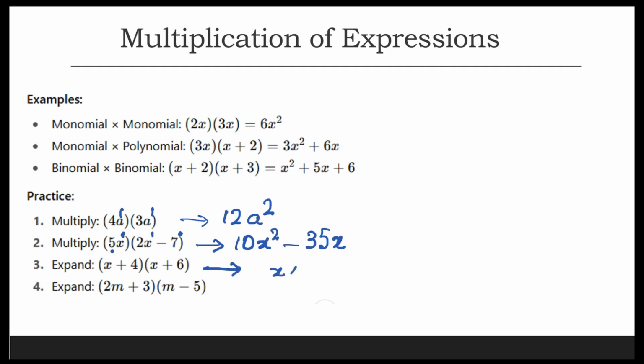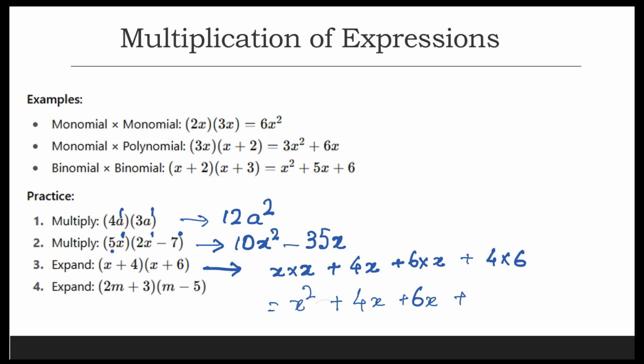In this case, x into x plus 4 into x plus 6 into x plus 4 into 6. Simple, x into x is again addition of power. So x to the power 2 plus 4x plus 6x plus 4 into 6 is 24, which is nothing but x square. These are like terms. We'll add their coefficients: 10x plus 24, right?